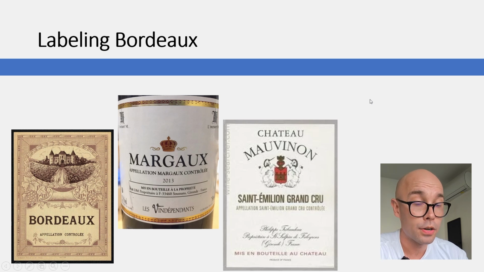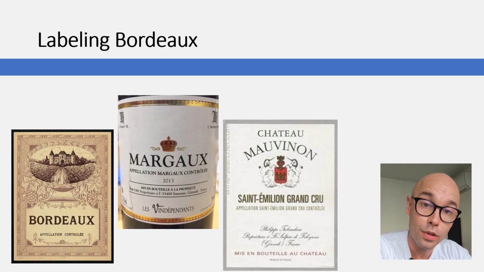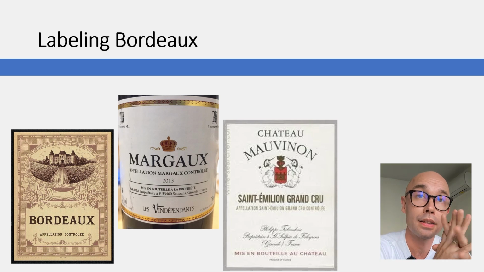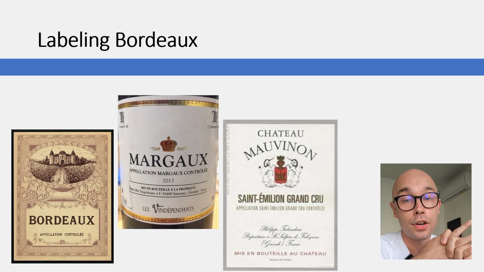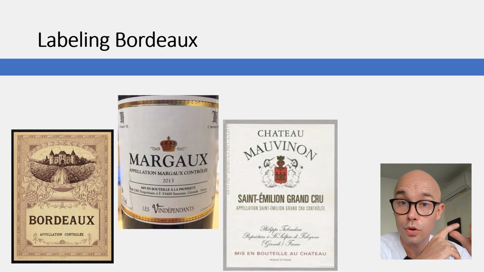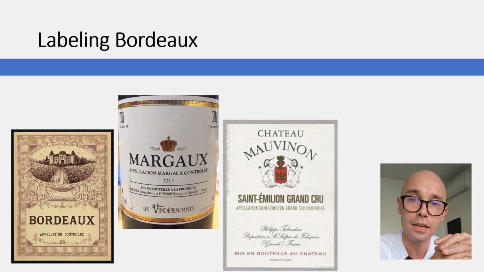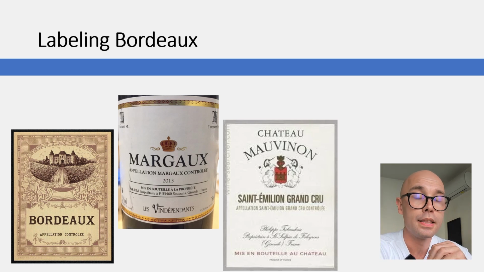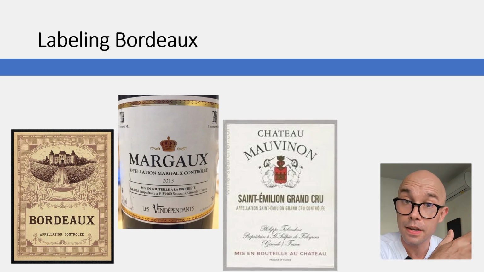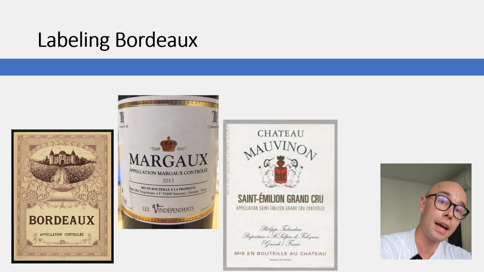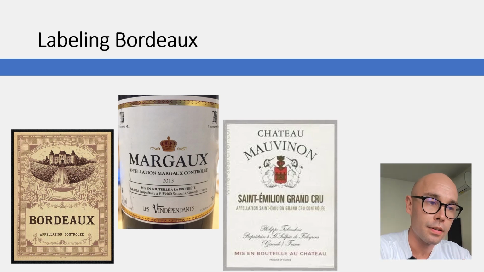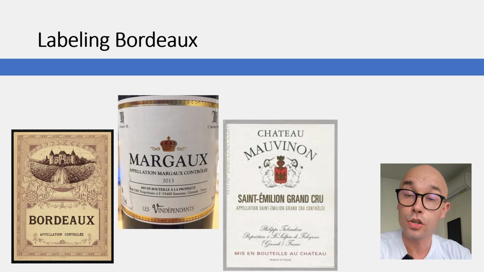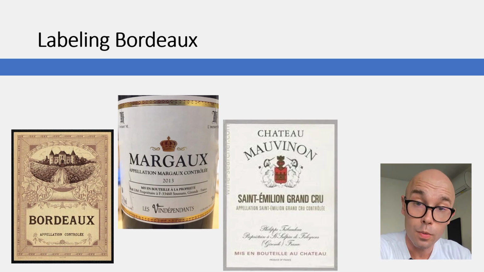Regarding the labeling terms, there are quite a few that you need to remember, and it can be very confusing. The terms, like I said, that you need to remember are Bordeaux and Bordeaux Superior. These are more entry-level, simple Bordeaux wines. Then if you get a wine from a more specific region, village like Margaux, you should expect higher quality. And then there's an appellation on the right side called Saint-Emilion Grand Cru, which should indicate higher quality wines.